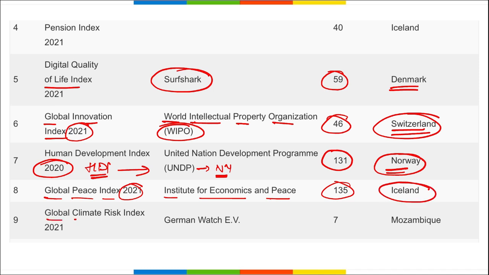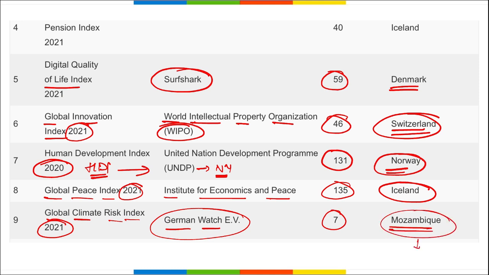Next, Global Climate Risk Index 2021 was released. This was released by Germanwatch e.V. And what was the rank here of India? It was 7th. And the country that topped here was Mozambique. That means Mozambique faces the maximum climate risk. Alright. And the rank here of India was 7th.